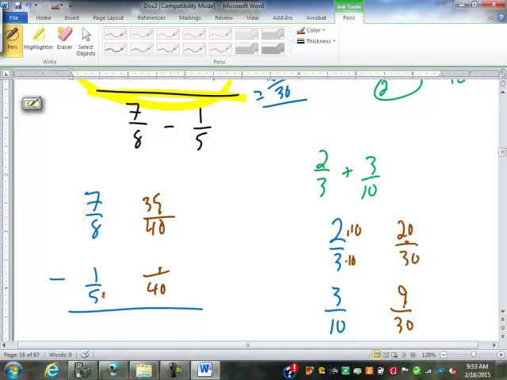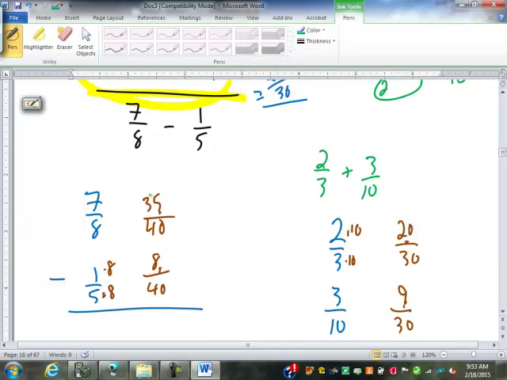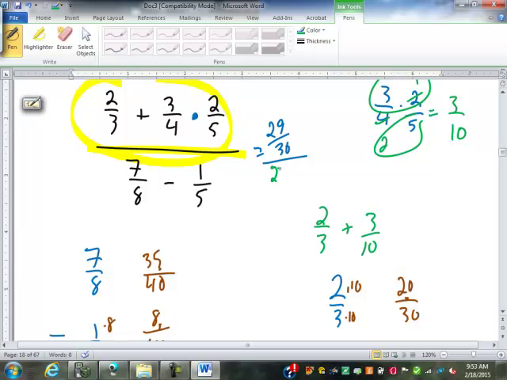5 times what is 40? 8. So 1 times 8 makes 8. We subtract. 35 minus 8 is 27. We keep the same name of 40ths. This is over 27 40ths.